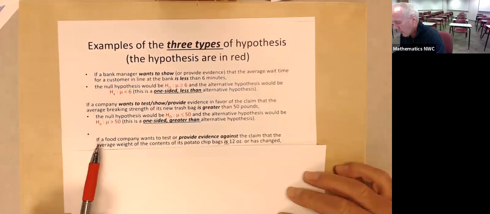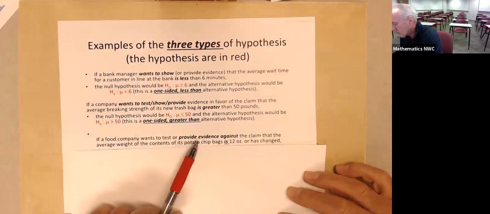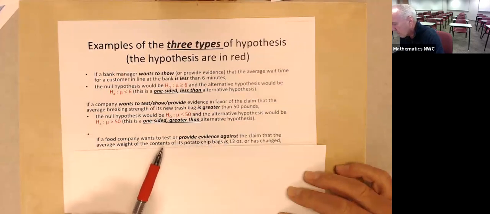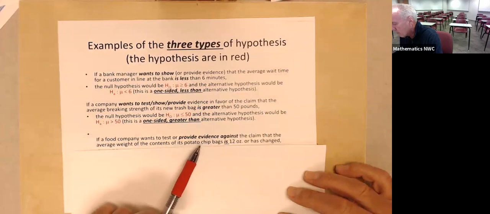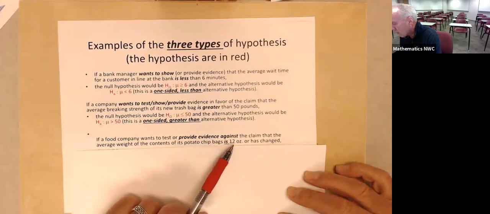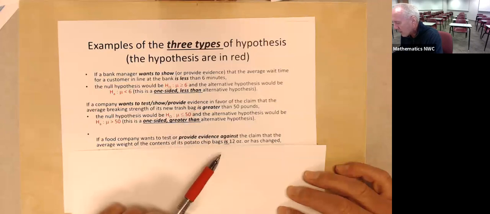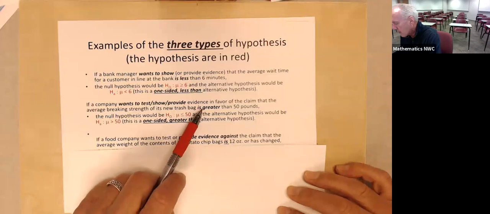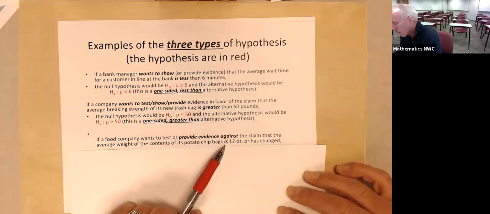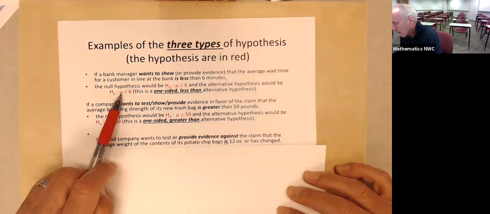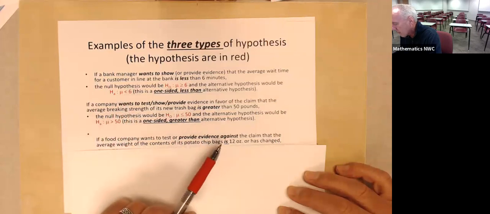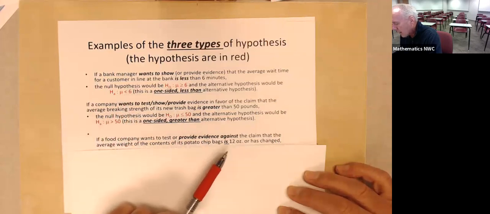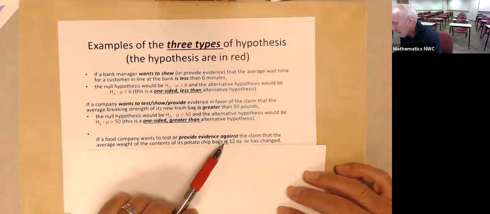Notice, I'll read it first. If a food company wants to test or provide evidence against the claim that the average weight of the contents of the potato chip bags is 12 ounces. Notice we're not trying to show that it's greater than 12, like we did here. We're not trying to show that it's less than 12, like here I did less than 6. This one is looking to see and test, is the weight 12? That's referred to as a two-sided one.